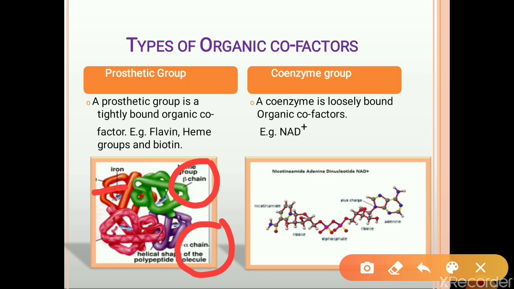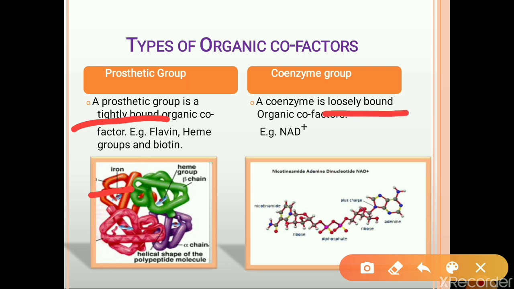Here the iron part, the heme group part, is a prosthetic group, an organic cofactor. Then the coenzyme group of organic cofactor: a coenzyme is loosely bound to the enzyme. Listen carefully. A prosthetic group is tightly bound to the enzyme, and a coenzyme is loosely bound to the enzyme. This is the difference between a prosthetic group and a coenzyme.